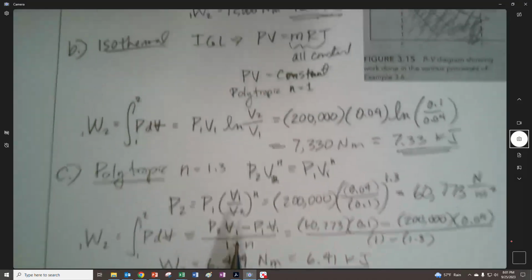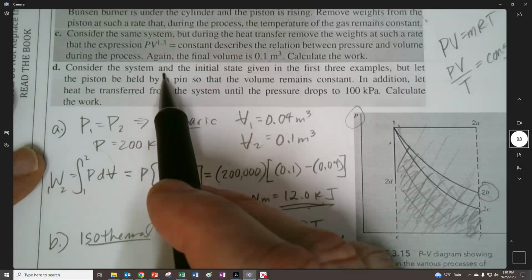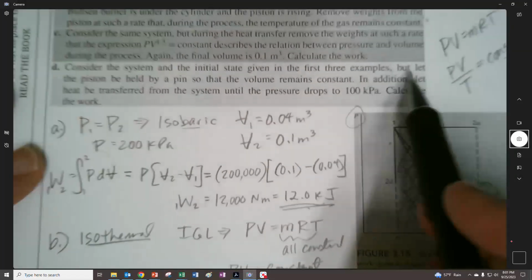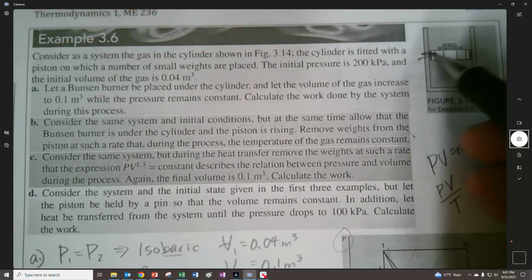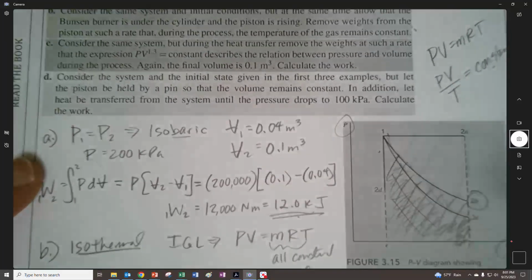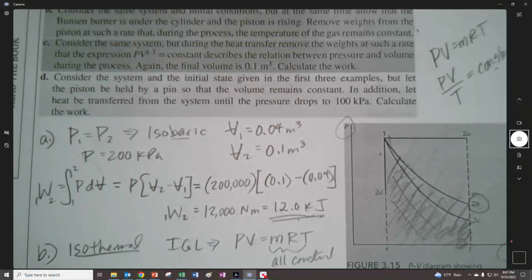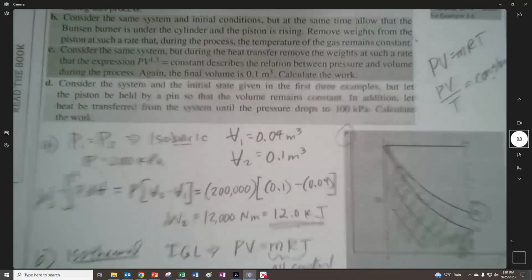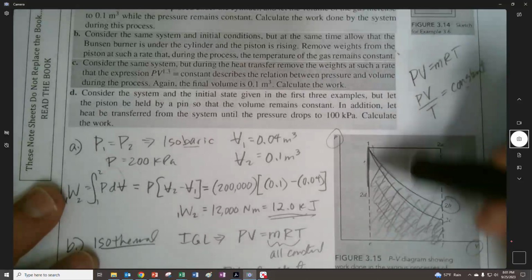We have one last thing to take a look at, and this is a constant volume process. We consider the system and the initial state given in the first 3 examples, but let the piston be held in place with a pin. So we'll put a pin right in there so it can't change volume. In addition, let heat be transferred from the system. We're going to steal it from the system and allow the temperature to go down, or allow the pressure to go down. And what you're dealt with is this line right there, and you can't have any area underneath that.